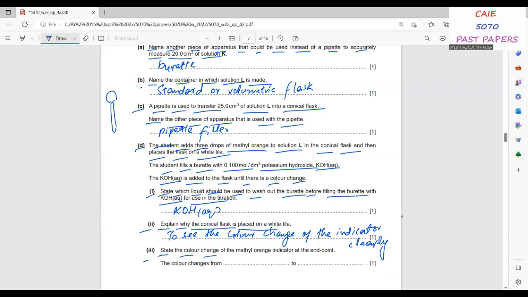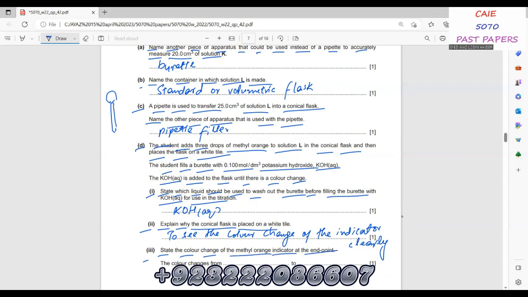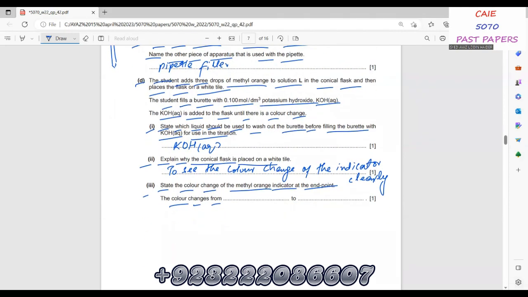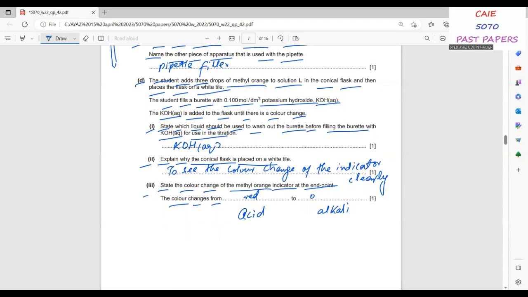Number 3, state the color change of the methyl orange indicator at the end point. The color changes from dash to dash. Initially, it's added to alkali, then it's added to acid, then we have added potassium hydroxide, which is alkali, from the burette. So acid to alkali. In acidic medium, the color will be red, and in alkaline medium, it turns to orange.